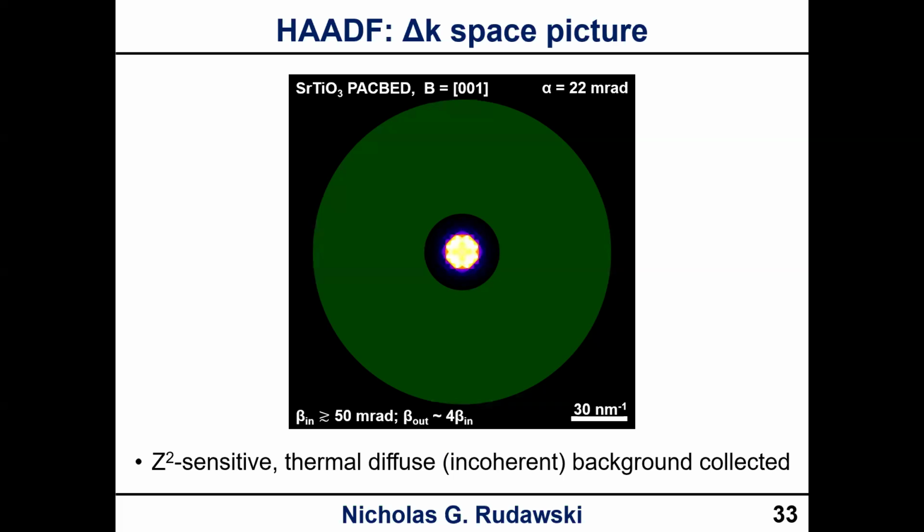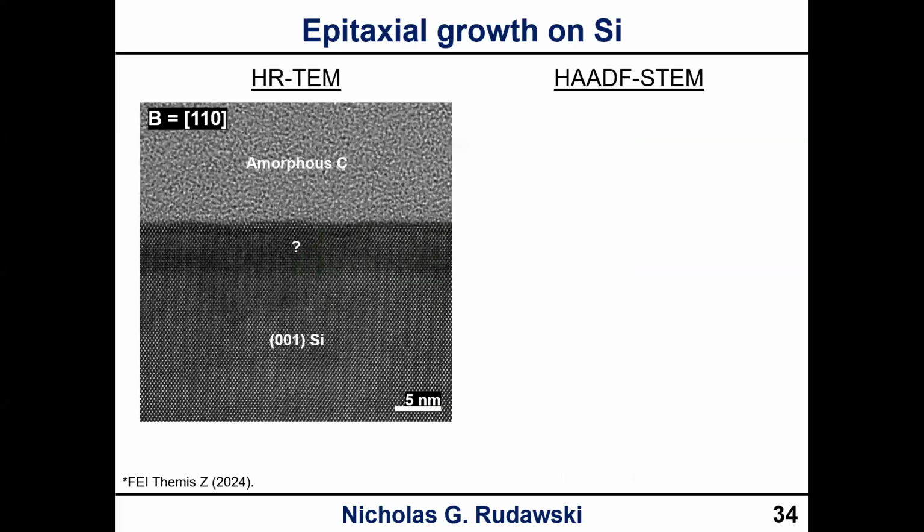One of the things you might notice is that this is maybe a fairly weak signal, and it can be, depending on the sample. It certainly is for this sample, but we can still use it to form images. If we look at a high res example, this is high res of silicon with epitaxial growth on the silicon, and an amorphous carbon layer deposited on the surface. We can't really tell what those epitaxial layers are from the high res.